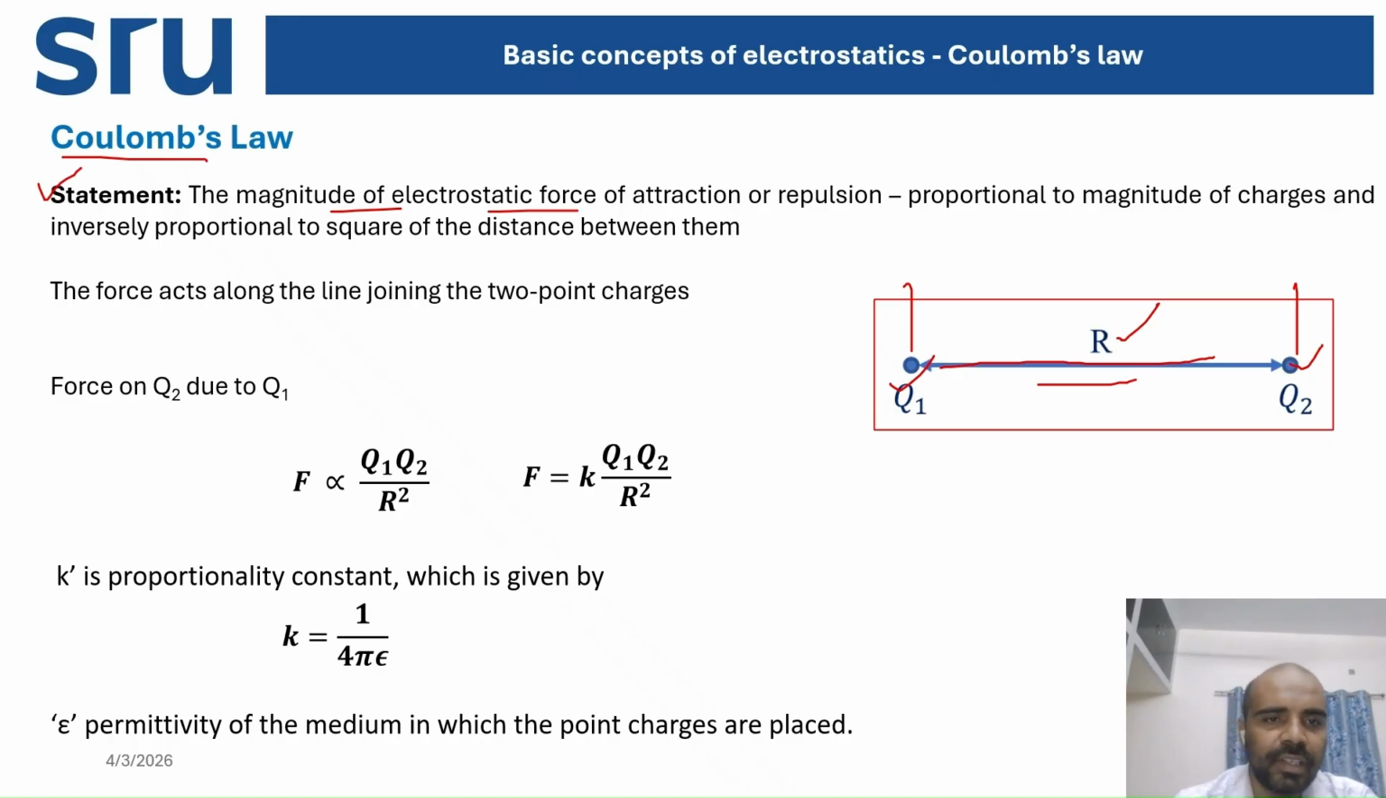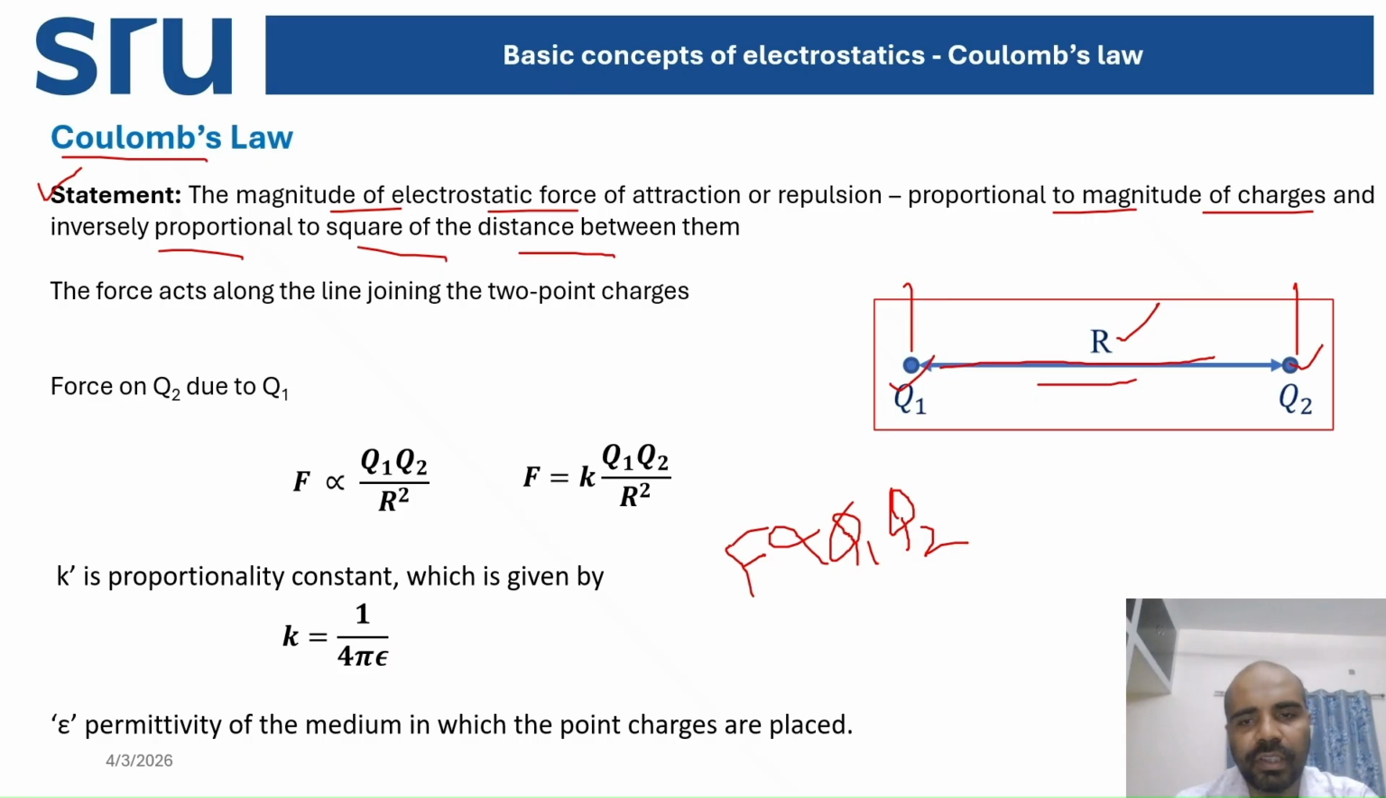electrical charges. So the magnitude of the electrostatic force is proportional to the magnitude of charges. So F, that is the magnitude of the electrostatic force, is proportional to the magnitude of charges, that is F proportional to Q1 into Q2. And the magnitude of this electrostatic force is inversely proportional to the square of the distance between them. So here capital R is the linear distance between these two point charges Q1 and Q2.